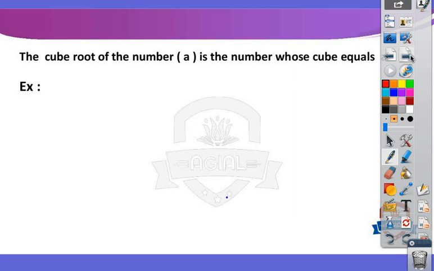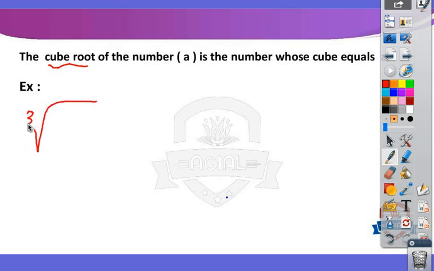What is the meaning of cube root first? The cube root of a number a is the number whose cube equals a. This is the symbol of the cube root.